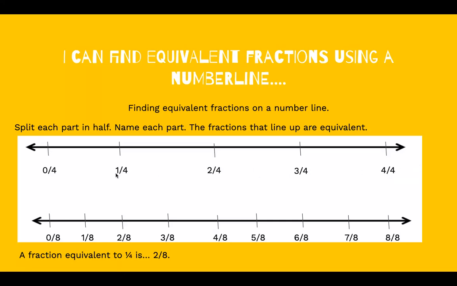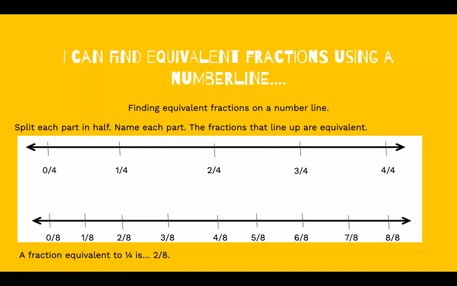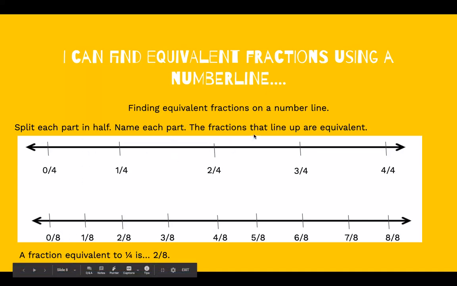If I want to find a fraction that's equivalent to 1/4, I'm going to take each of these parts and I'm going to split them each in half, just like this number line below already has. Then I need to take each of those parts and name the fraction that matches up with it. The fractions that line up are equivalent. So here the number line below has already taken each fourth and cut each of those pieces in half. I have 0/8, 1/8, 2/8, 3/8, 4/8, 5/8, 6/8, 7/8, 8/8, or a whole.